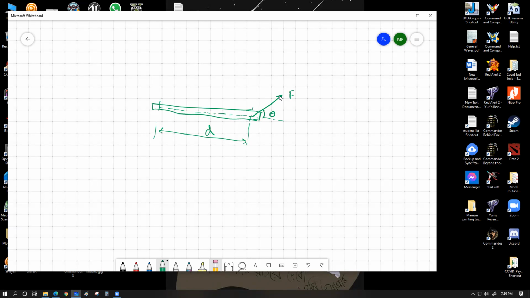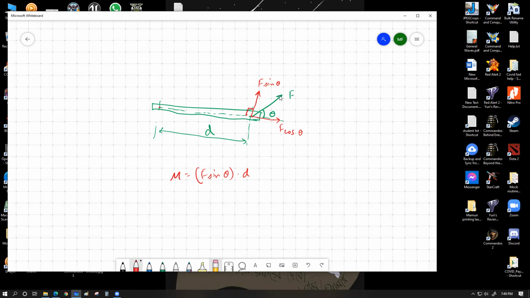So if F is like this, then we can divide F into two perpendicular components: F cos theta along the axis of the object and F sin theta along the perpendicular side of the axis of the object. The moment of this force about this pivot point is 0 because this force is going through the pivot point, while this component being perfectly perpendicular with d, the moment can be written as F sin theta into d. And that's basically it.